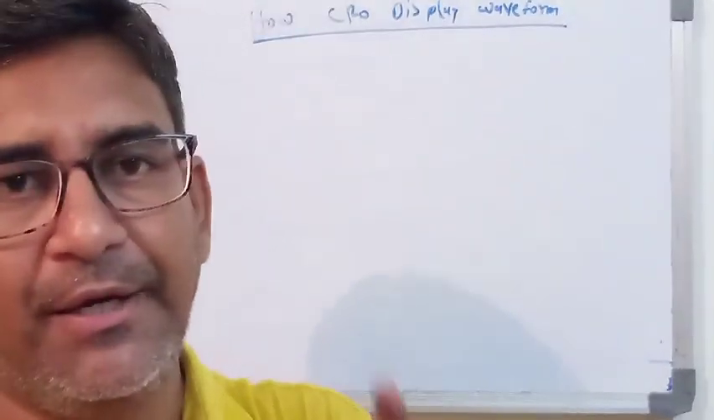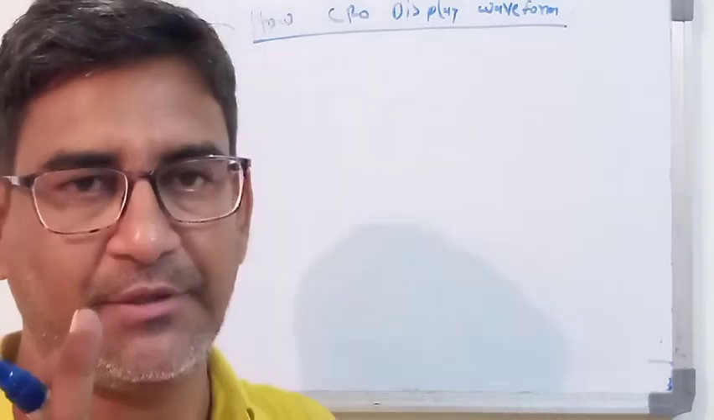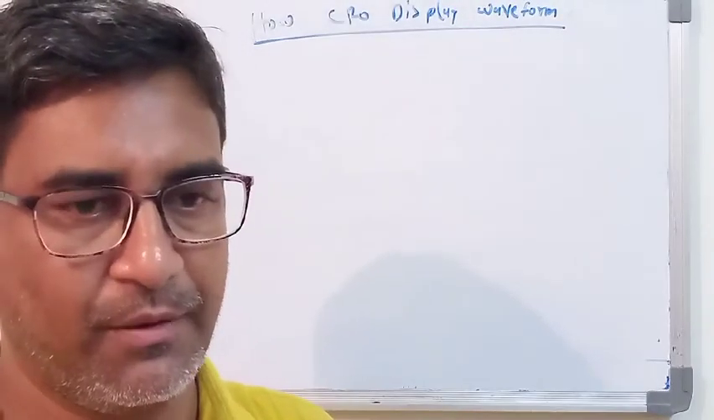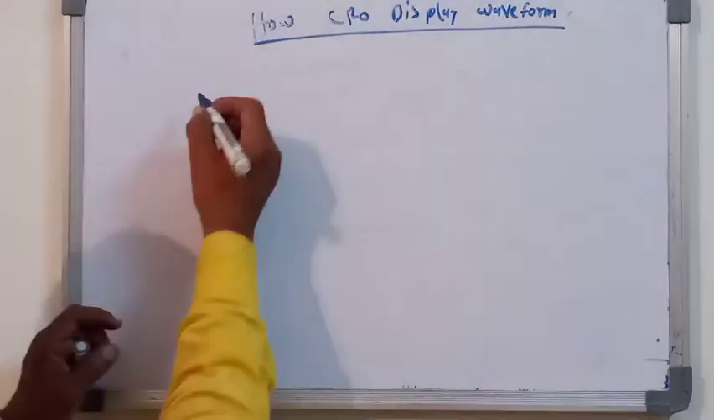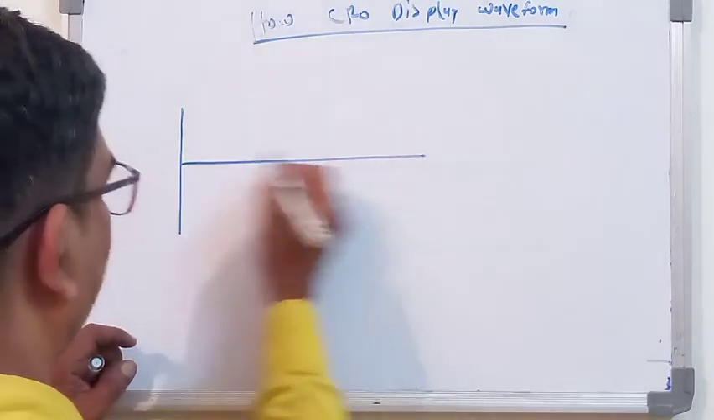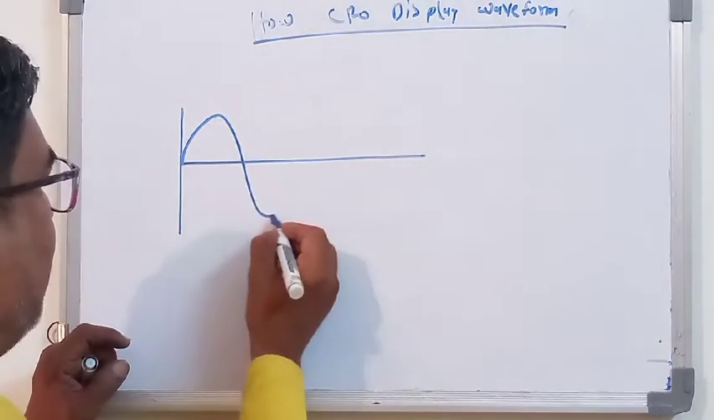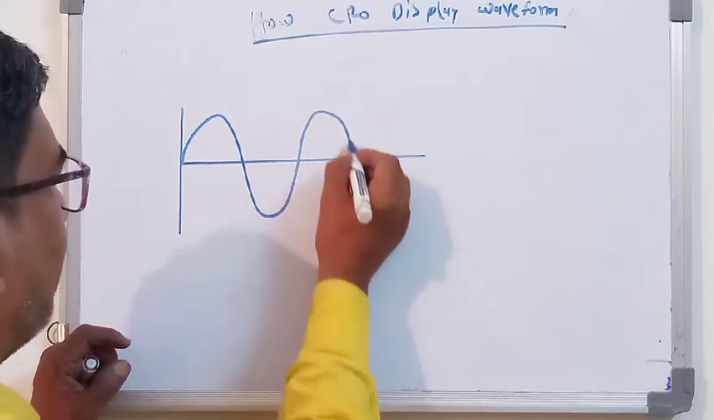The CRT spot moves toward the plate which is at positive potential. So you have this wave. How is the wave going to move? Like this, the wave is moving.